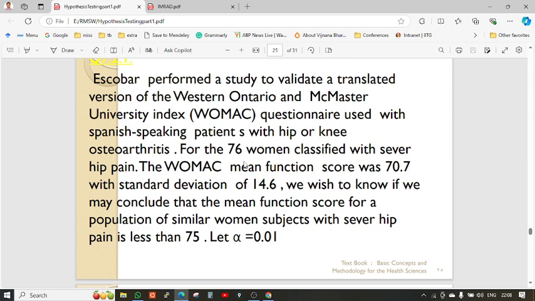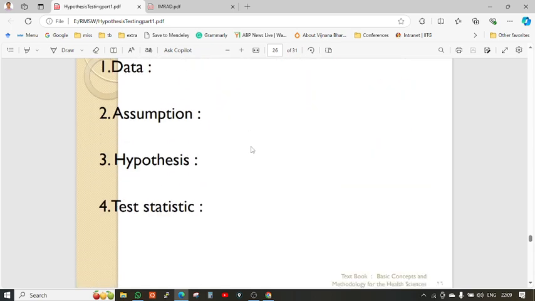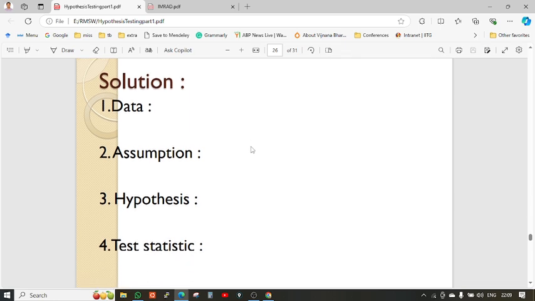So you wish to know if we can conclude that the mean function score for a population of women subject to hip pain is less than 75, for a significance level of alpha equal to 0.01. Here it is given that the women are classified into two categories, either greater than 75 or less than 75. For the solution, you first have to extract the data. After that, you have to make assumptions and the hypothesis and use the test statistic. Let's try it.